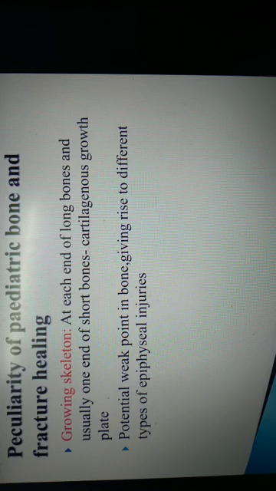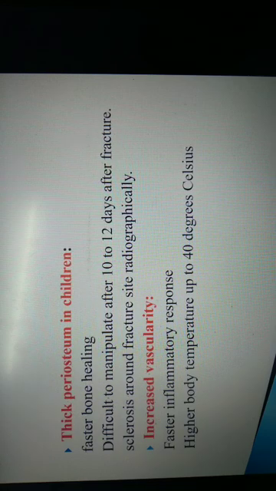First thing is the growing skeleton. At each end of the long bones and usually one end of the short bone, there is a cartilaginous growth plate, a potential weak point in bone giving rise to different types of epiphyseal injury. Another thing is the thick periosteum in children, which makes bone healing faster but difficult to manipulate after 10 to 12 days after fracture, with sclerosis around the fracture site radiographically. The third factor is increased vascularity, faster inflammatory response, and higher body temperature up to 40 degrees Celsius.